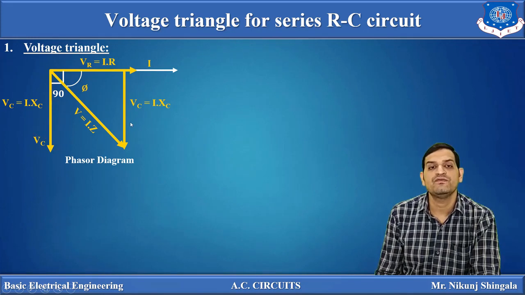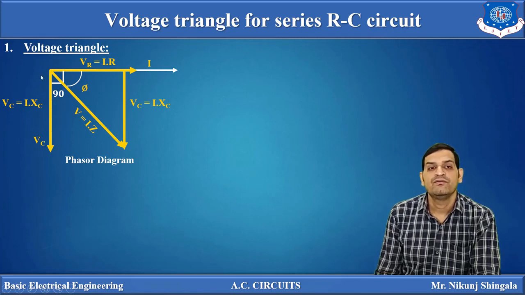Now taking the projection of VC over here, which is represented by I into XC, the final resultant voltage which we get is V equal to I into Z. Now this supply voltage is lagging behind the current by some angle phi. So this is the phasor diagram for the series RC circuit, which I have already discussed in the previous video lecture.